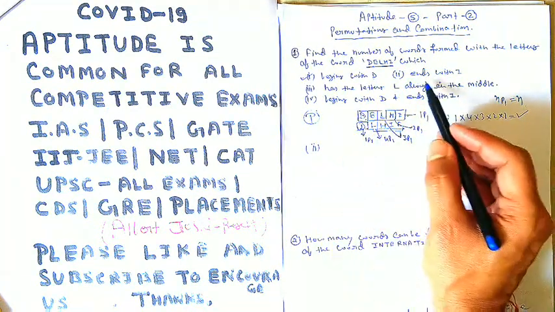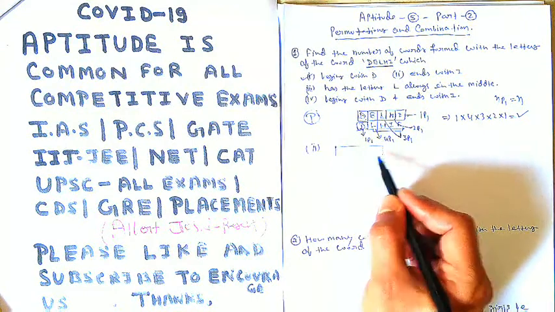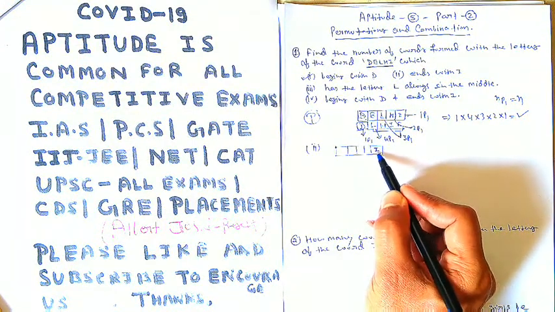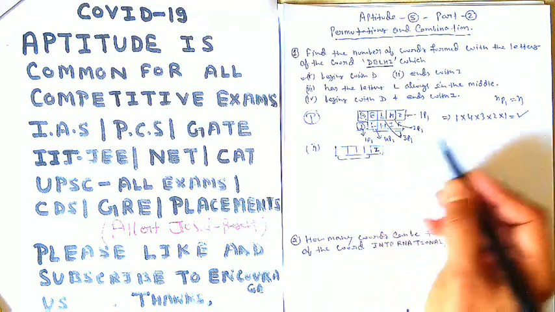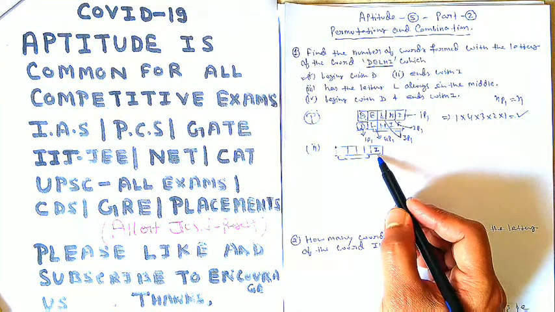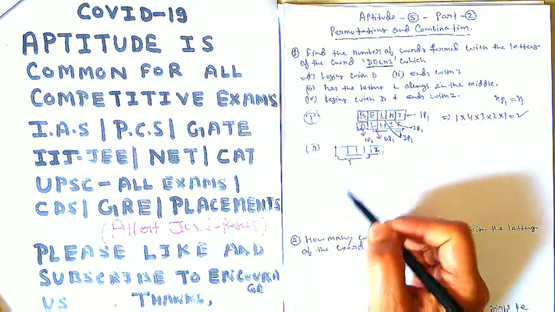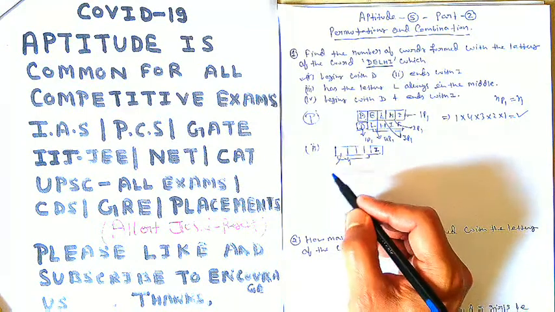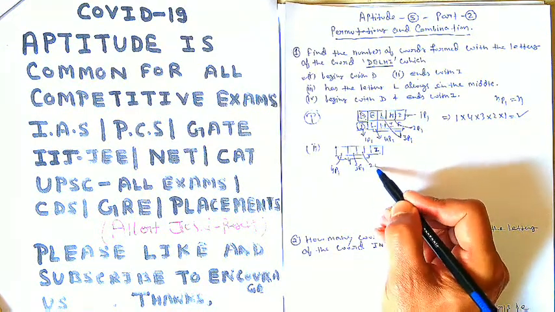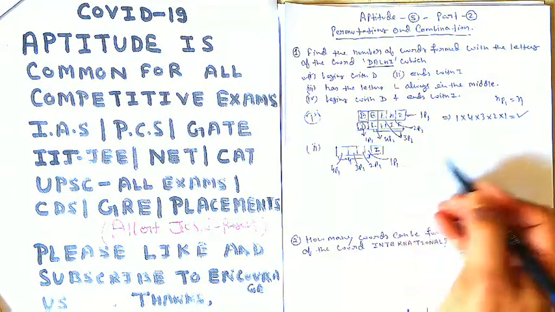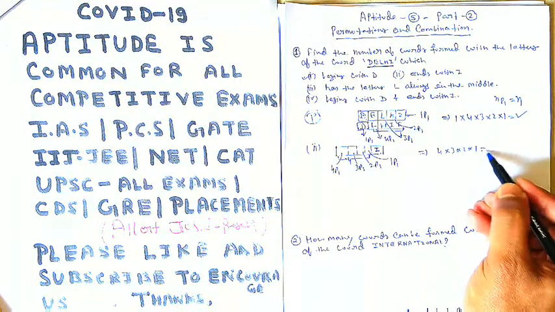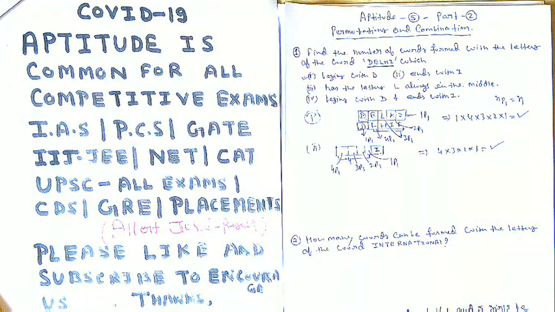Case number 2: ends with I. Boxes 1, 2, 3, 4, 5. Now you have to fix I here. You have 5 different letters, and out of 5, 1 is fixed, so there are 4 to place. This is 4P1, this is 3P1, this is 2P1, and this is 1P1. Now you multiply: 4 into 3 into 2 into 1. This is your answer. Very simple.